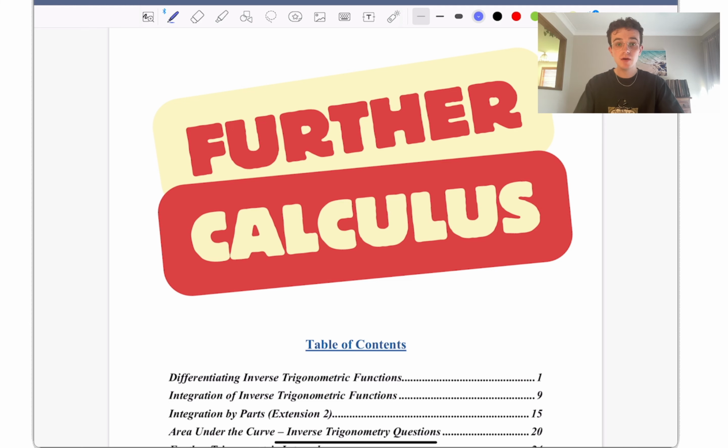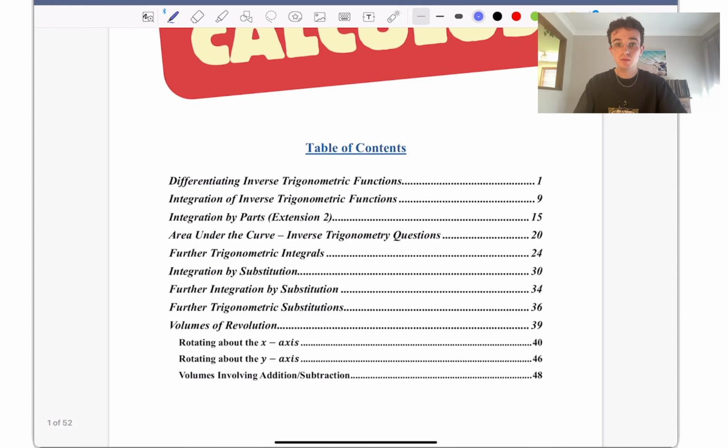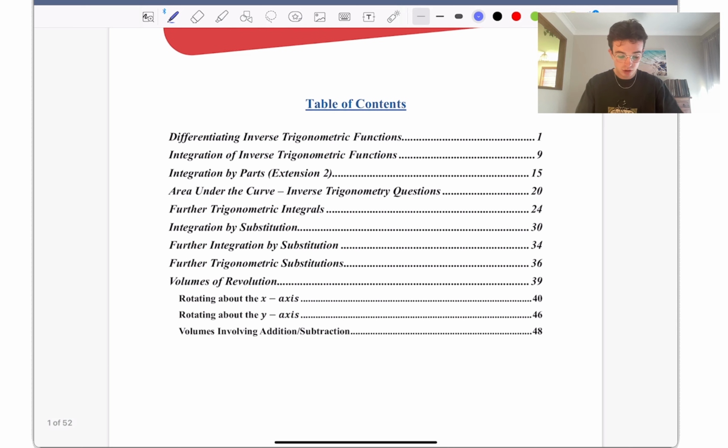Alright, so today we're going to have a look at our new topic, further calculus. Further calculus is, in my opinion, one of the more exciting topics in the course, and we look at different ways of differentiation, but more importantly we delve deep into integration and how we integrate harder things than what you might see in the advanced course. So in today's video, we're going to have a look at the differentiation of inverse trigonometric functions.